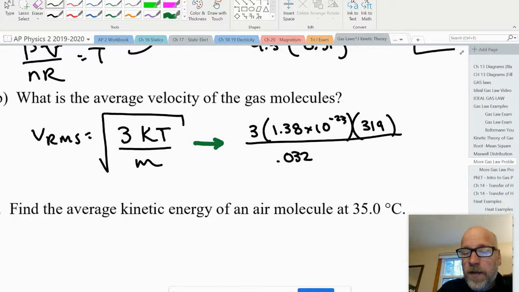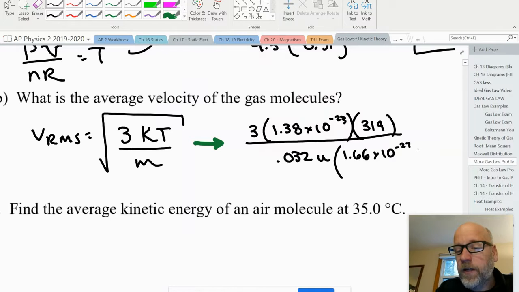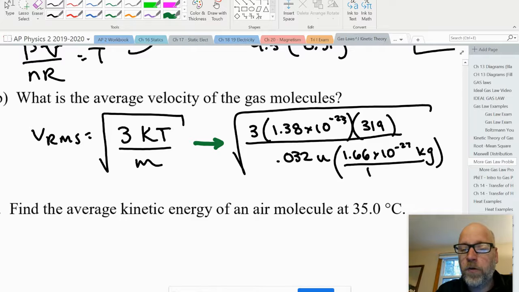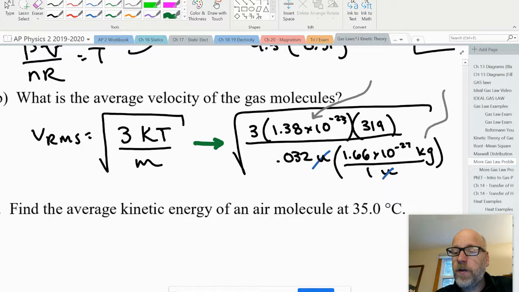What I have to do is take the molar mass, that is 0.032 grams per mole, or how about this? For one molecule, it's 32 atomic mass units. Now, one atomic mass unit is 1.66 times 10 to the negative 27 kilograms per 1 u. Those cross off. Because Boltzmann's constant has joules in it, my mass has to be in kilograms.